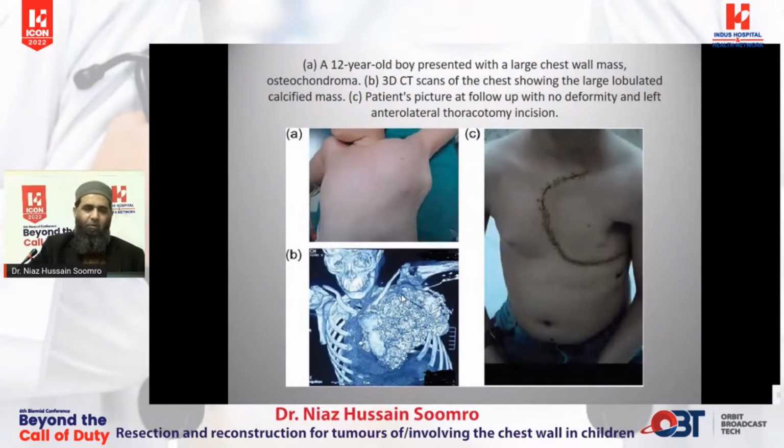This is another example of chest wall resection. This patient was a 12-year-old boy with a large chest wall osteochondroma. It is shown here, and radiologically a 3D scan shows a large lobulated calcified mass. This huge tumor was resected, and you can see here the anterolateral thoracotomy, and this is the follow-up picture.